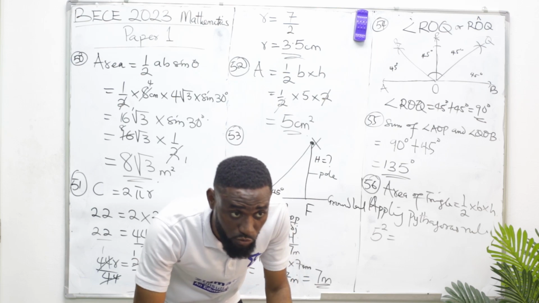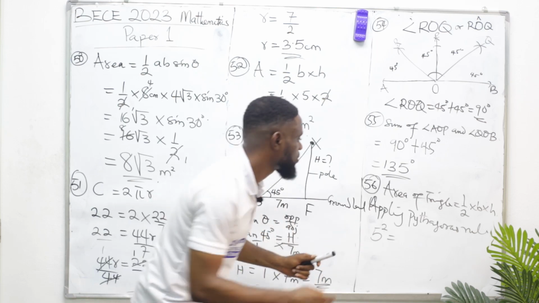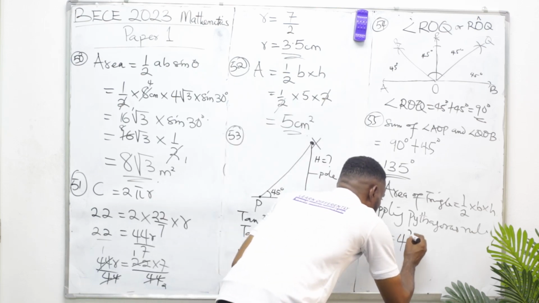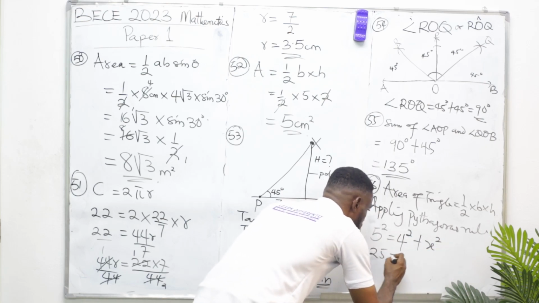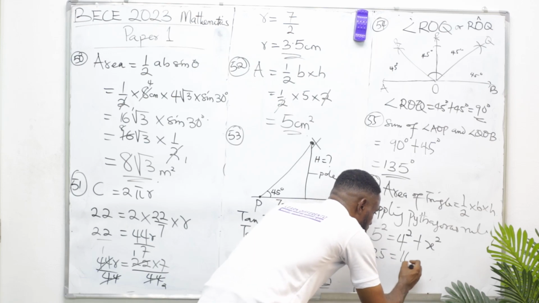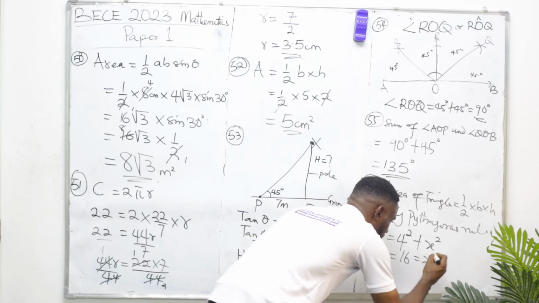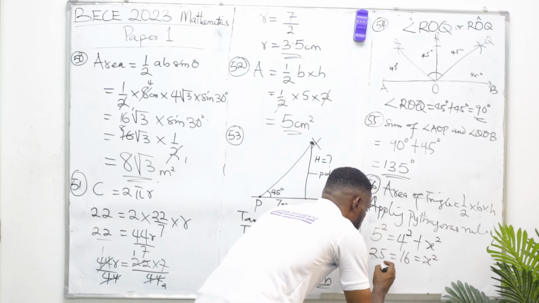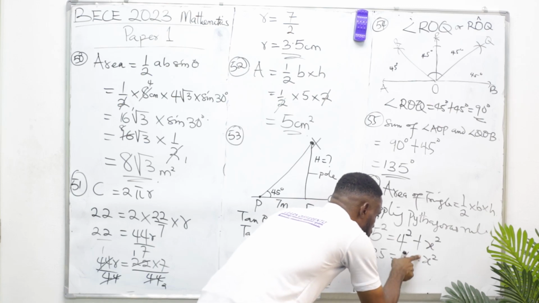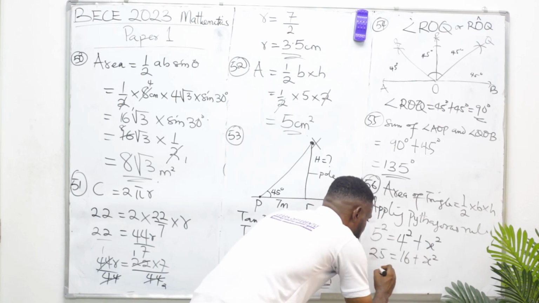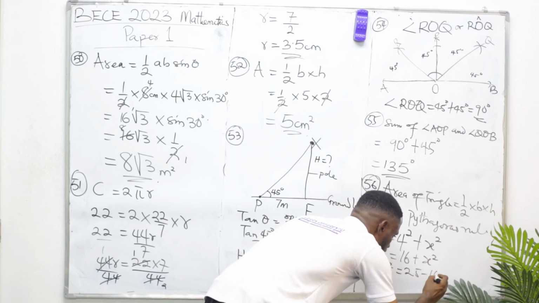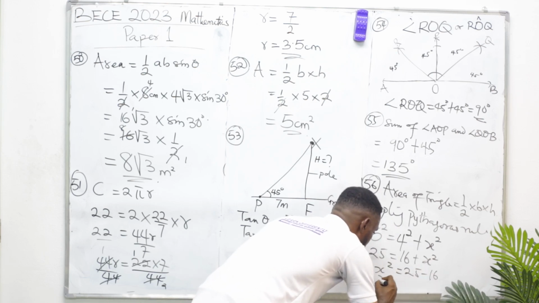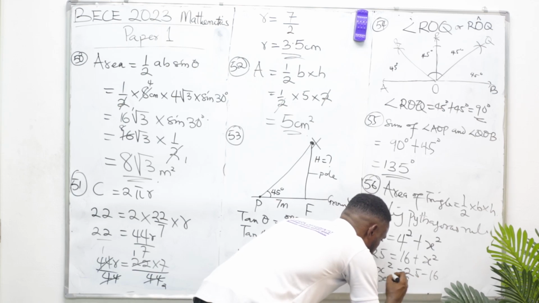This side, we don't know it, we just put it as x. So it's equal to 4 squared plus x squared. So this is 25 is equal to 4 squared, which is 16, plus x squared. So x squared is equal to 25 minus 16, which will give us 9. Okay, so x squared is equal to 9.